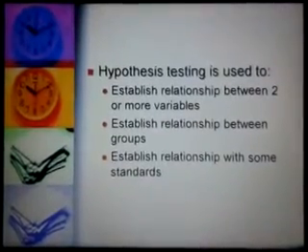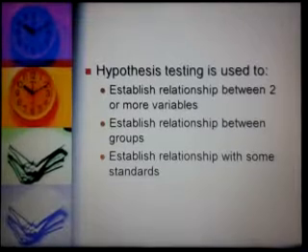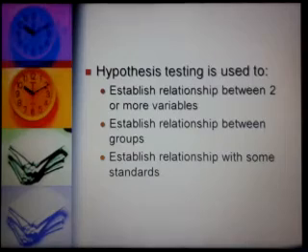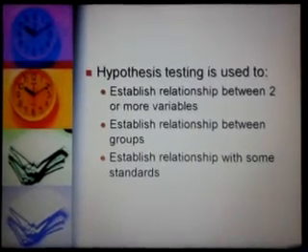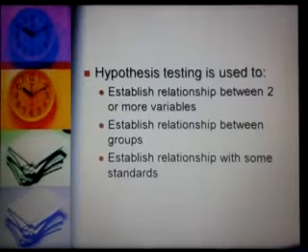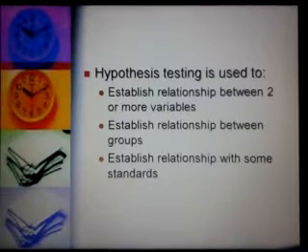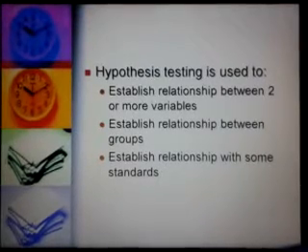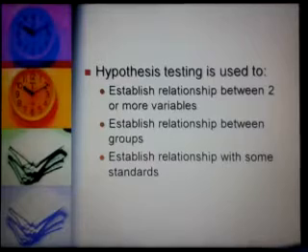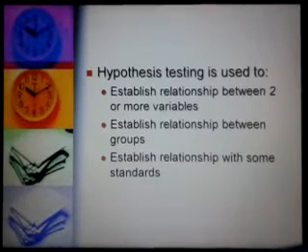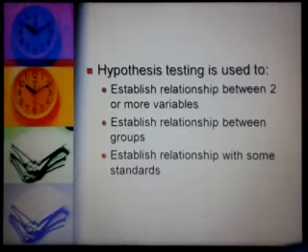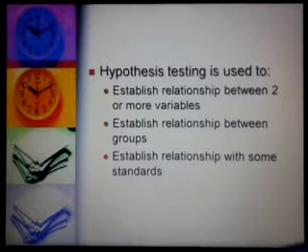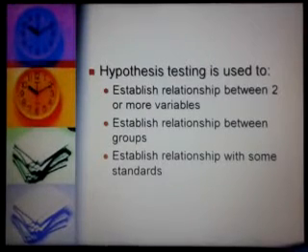Hypothesis testing is used for, so these could be said to be three objectives of hypothesis testing, or three functions of hypothesis testing. So these are the three things that can be done using hypothesis testing. First is to establish a relationship between two or more variables. As I have discussed, the relationship between two or more variables can be established. Sales and advertisement are two variables. So a relationship between two variables can be established using hypothesis testing.